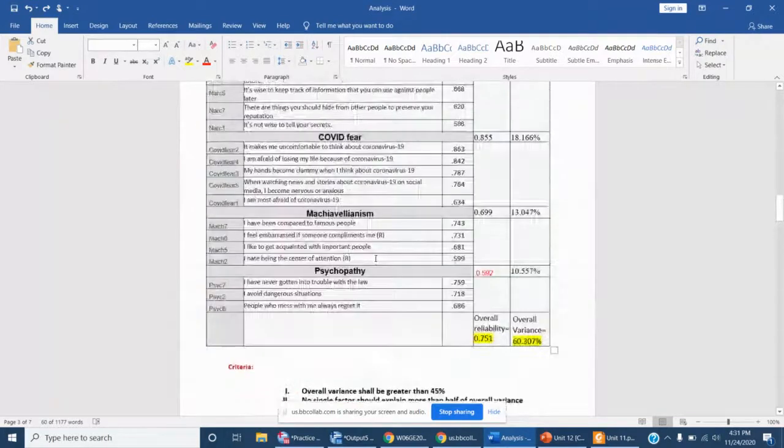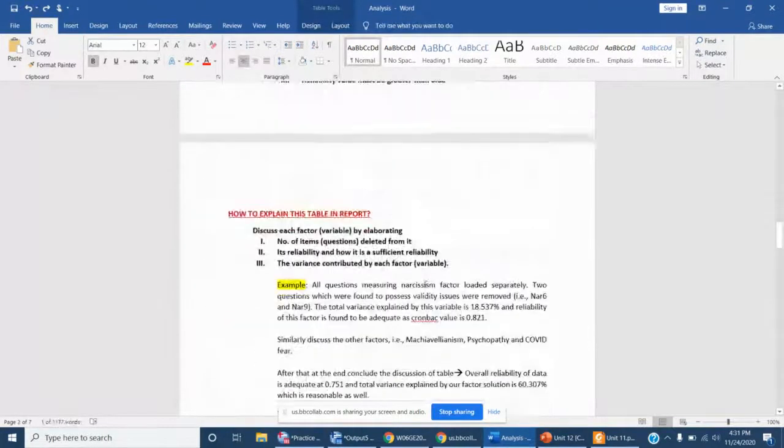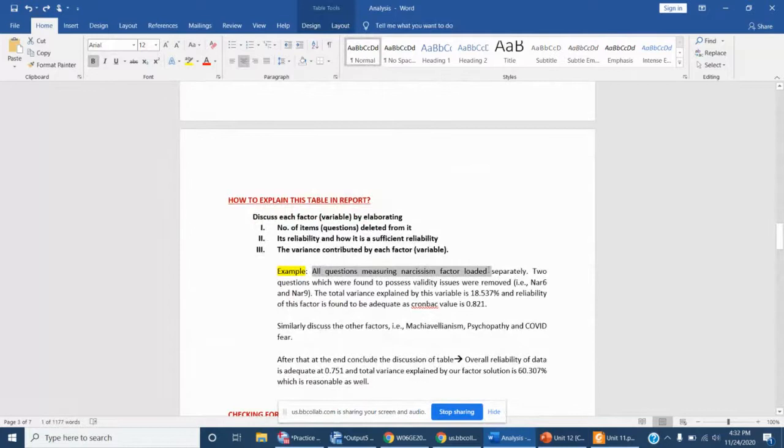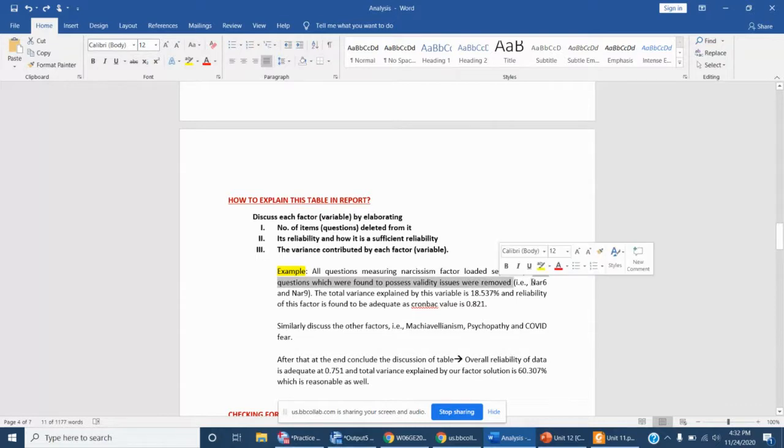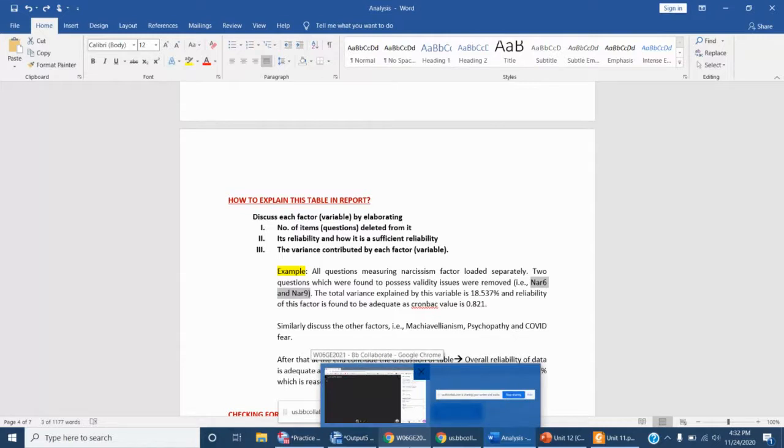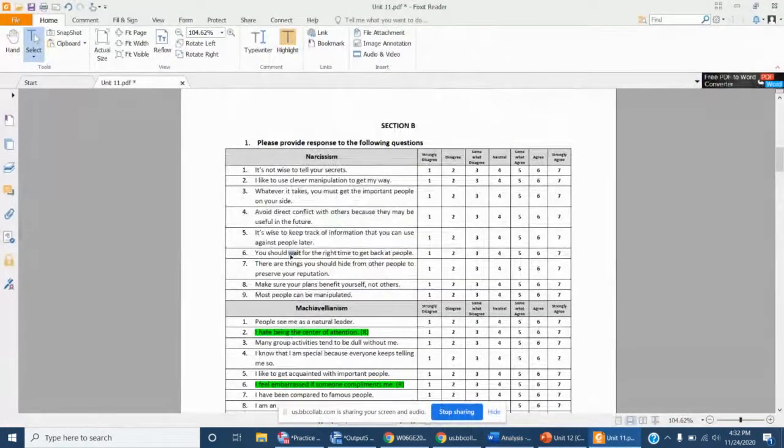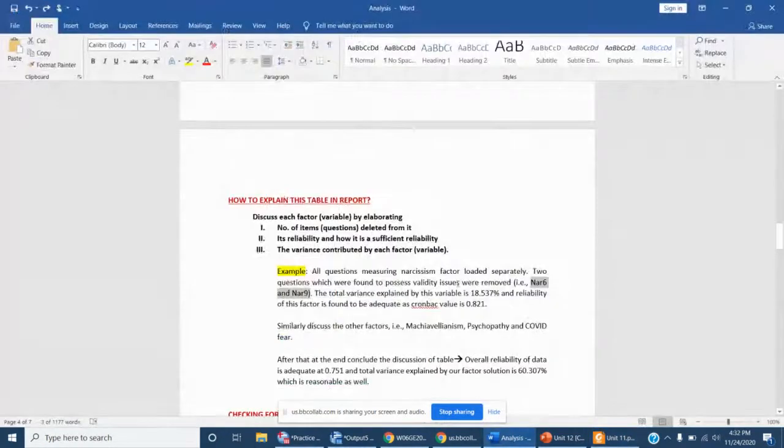For instance, if you are explaining the first factor, narcissism, all questions measuring narcissism factor loaded separately. Two questions which were found to possess validity issues were removed. These questions were narcissism 6 and narcissism 9. It would be better if you write the statement of the questions because readers don't know what narcissism 6 and narcissism 9 are. So let me write here, narcissism 6 is: you should wait for the right time to get back, and narcissism 9 is this. So you should write the statements here.